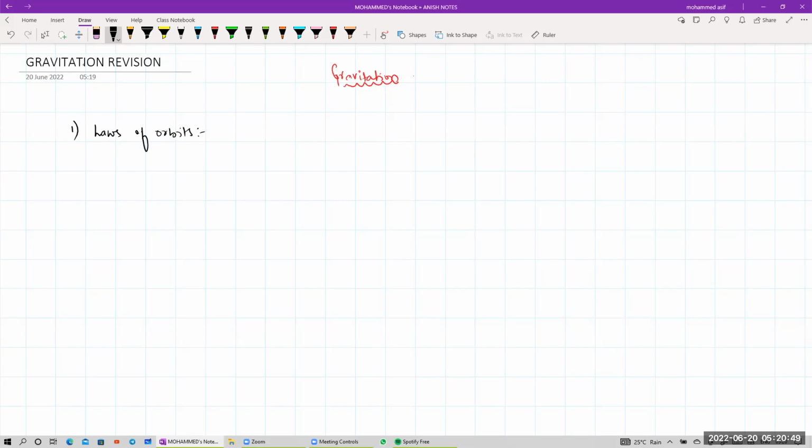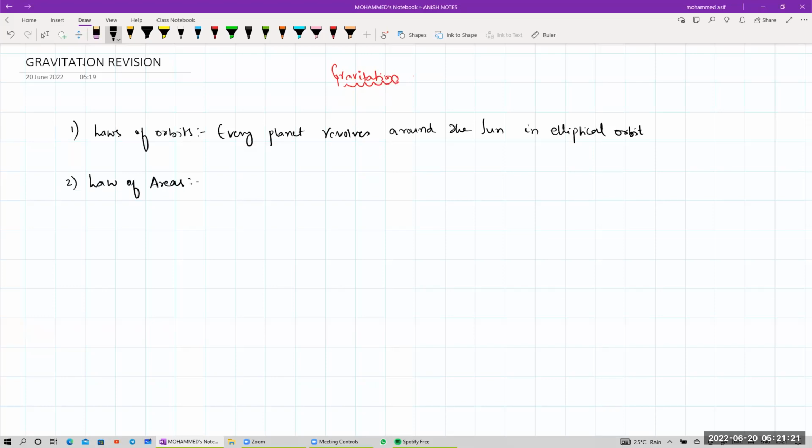Every planet revolves around the sun in an elliptical orbit. In an elliptical orbit. Okay. Next one is known as the law of areas.